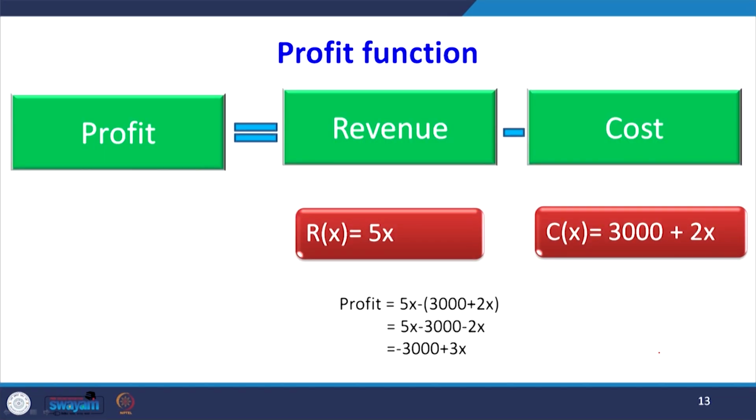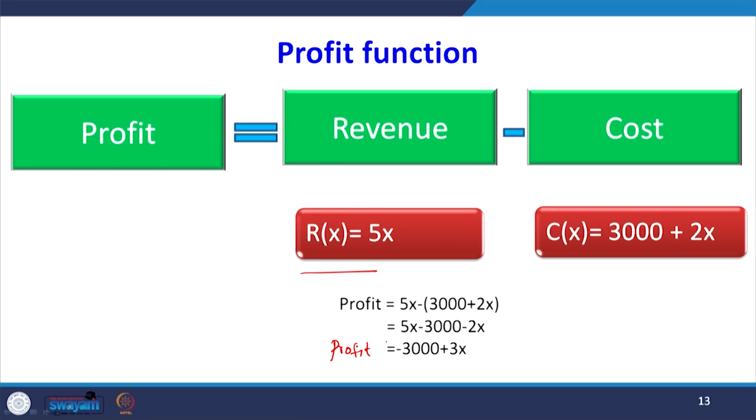We have seen already what is the profit, profit equal to revenue minus cost. Just now you have seen what is the revenue function, R of x equal to 5x, then C of x equal to 3000 plus 2x. So, when you subtract this revenue minus cost, that is 5x minus (3000 plus 2x). So, 5x minus 3000 minus 2x. So, minus 3000 plus 3x. So, this is your profit function, minus 3000 plus 3x.